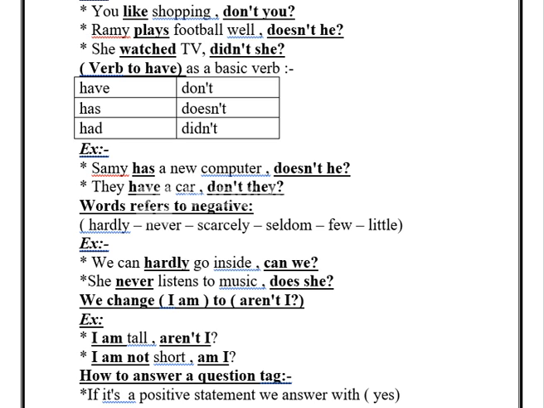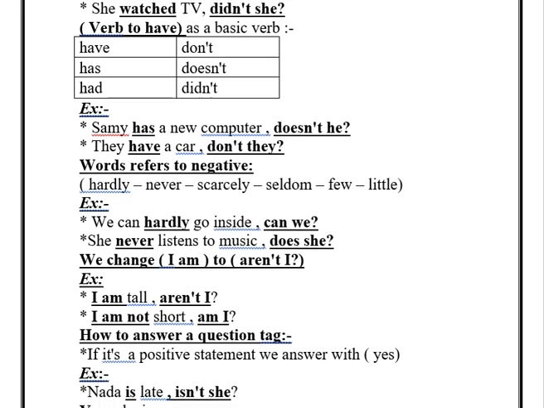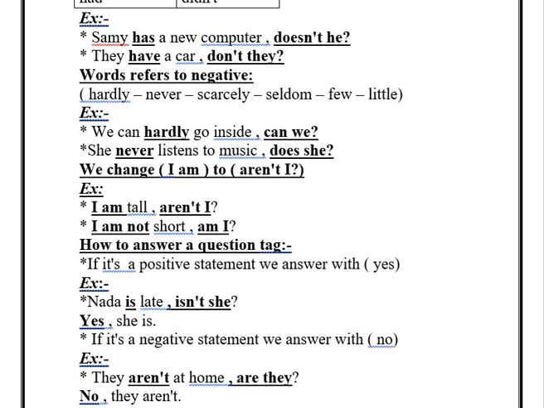Okay? Here there are some words that refer to negative. Certain words that come in the sentence make the sentence negative already, without you negating it. Like hardly, never, scarcely, seldom, few, little. So if we find these words in the sentence, the sentence will be negative. Then we put the question tag in the positive.